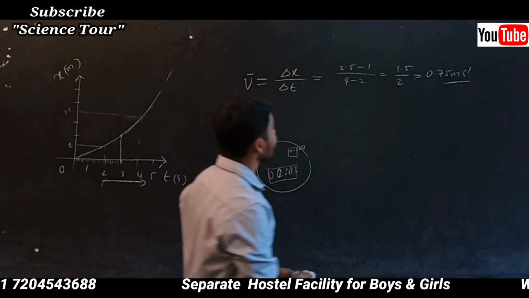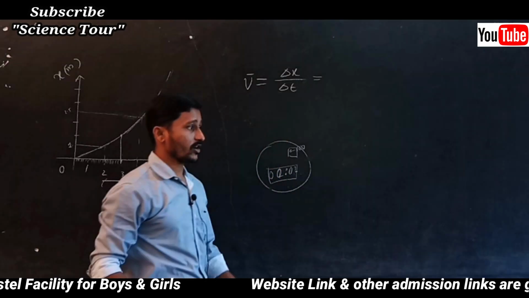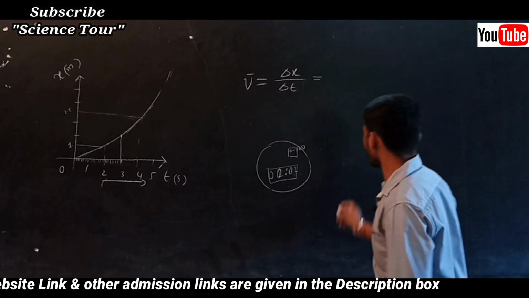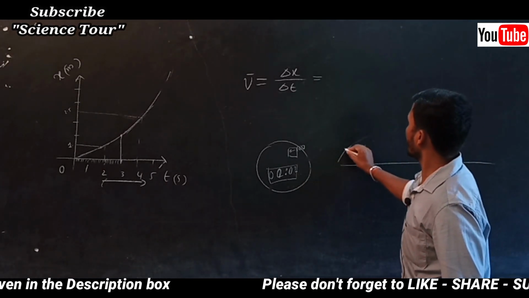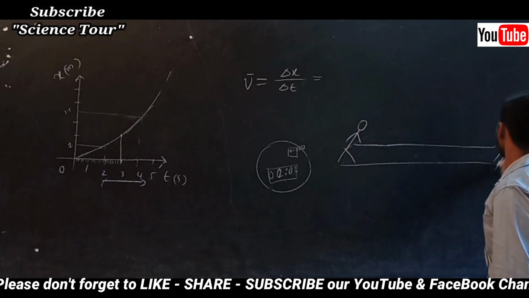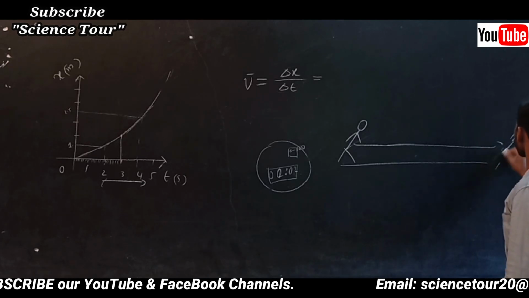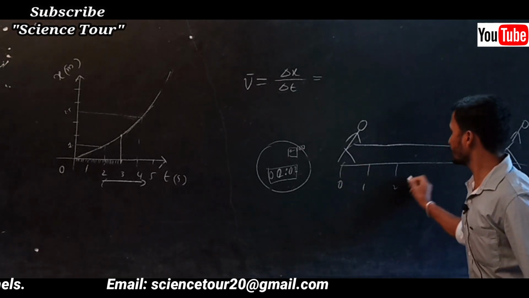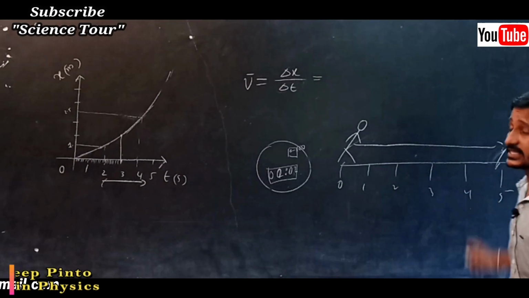But exactly at 3 seconds, say I have started the stopwatch and the object is running. Say for example you are at this point, and you are running from here to here. Now this is 0 second, 1 second, 2 seconds, 3 seconds, 4 seconds, 5 seconds. In 5 seconds you are completing this distance.